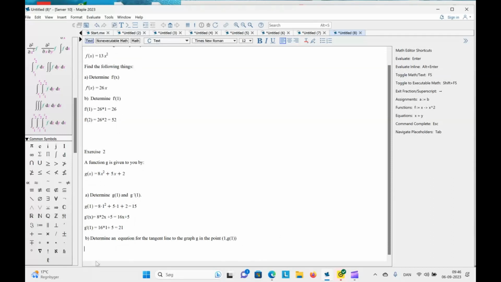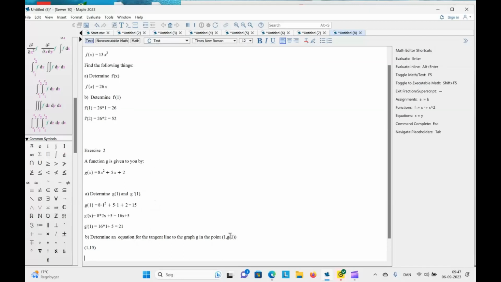So determine an equation for the tangent line to the graph g in point 1. And here we have actually already found the 15, the y coordinate, by putting x equals 1 into the function. So instead of this, where we have the coordinate as a function of g, we can say it is 15.